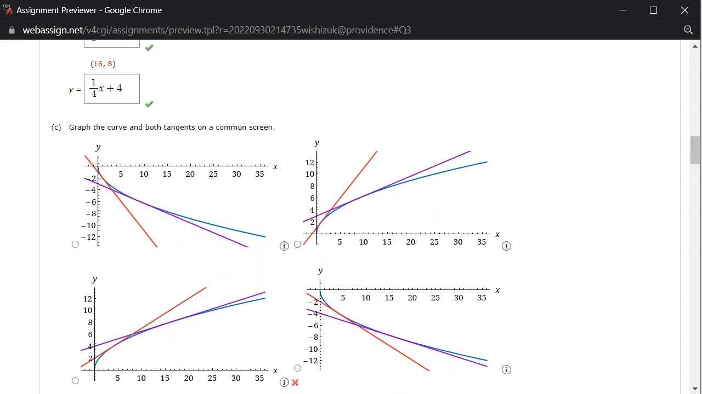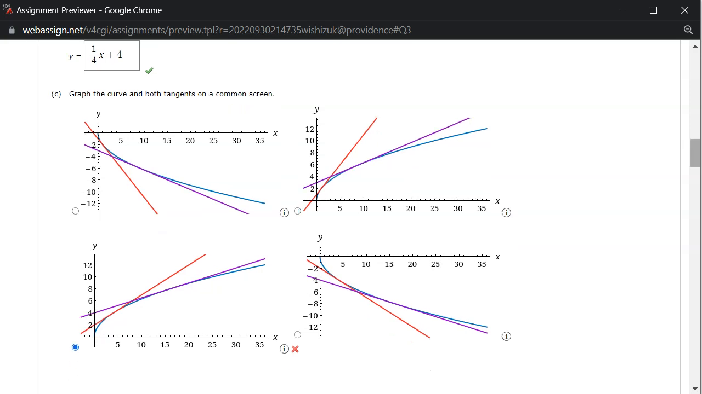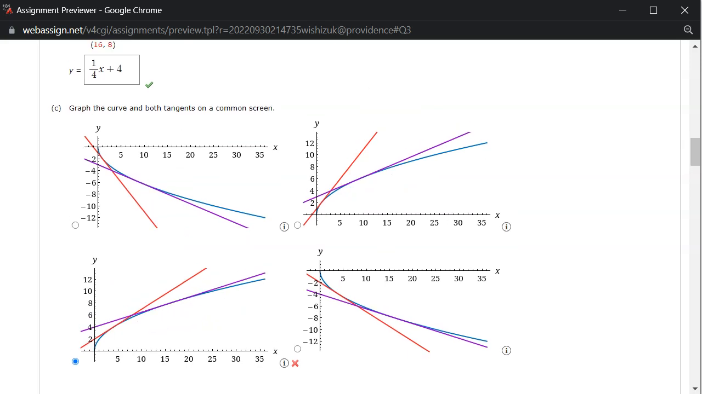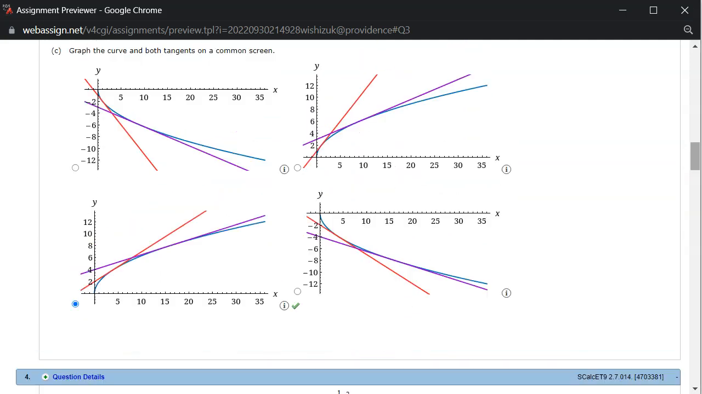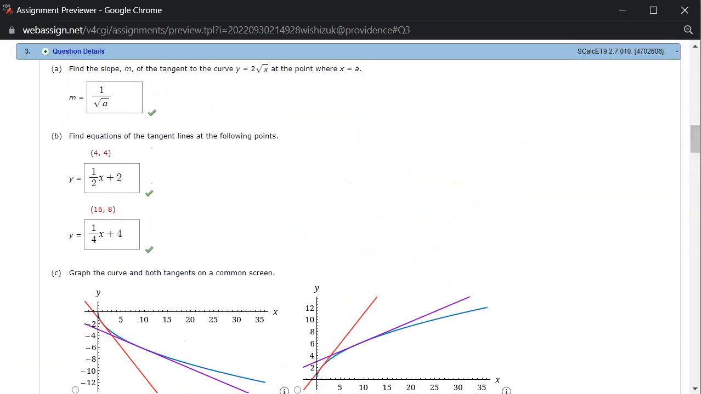Right, so here, x equals 4, there's no point of tangency in the second picture. And x equals 4 here, in the third picture, you have a point of tangency. And then at 16, it's kind of hard to see, but the point of tangency is around there. So this is going to be the correct picture. Right? Let's check the answer. All right, it came back and looks like we got the correct picture. So the third picture is correct.